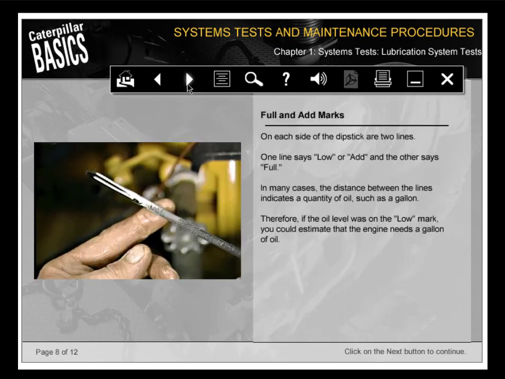On each side of the dipstick are two lines. One line says low or add, and the other says full. In many cases, the distance between the lines indicates a quantity of oil, such as a gallon. Therefore, if the oil level was on the low mark, you could estimate that the engine needs a gallon of oil.